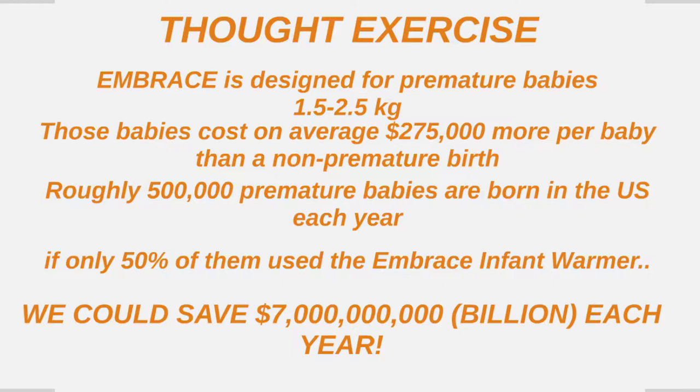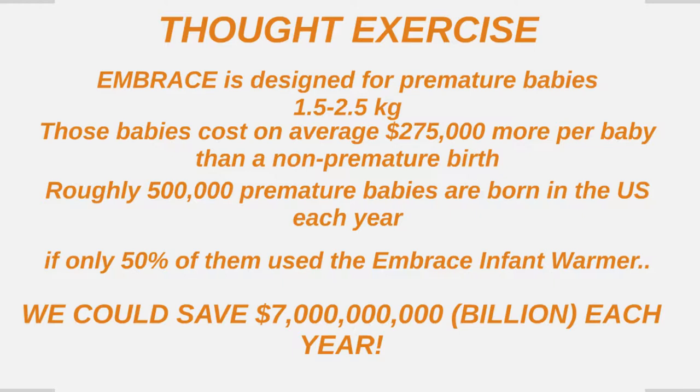So the Embrace is designed for premature babies, about 1.5 to 2.5 kilograms, right? Now those babies cost, on average, $275,000 more per baby compared to a baby that's born at term, right?